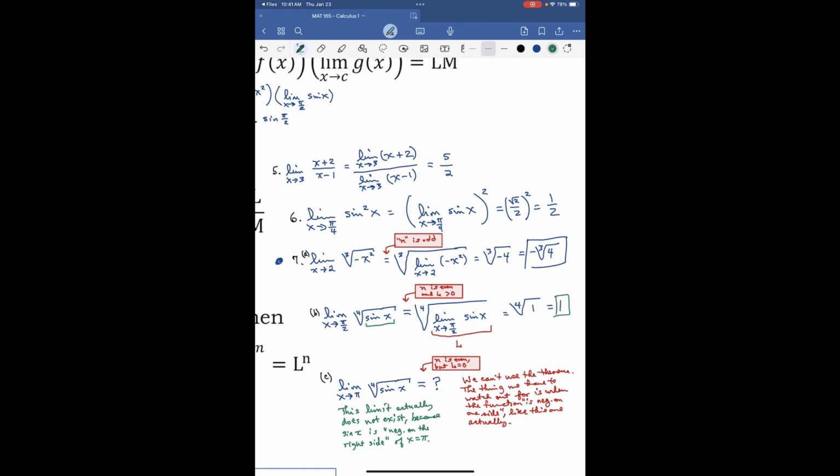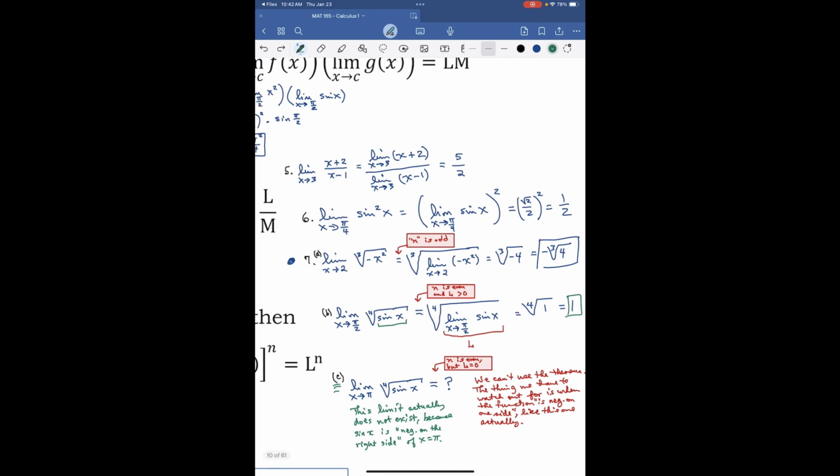And then for part C, we're looking at the limit of the same thing, but now as x approaches pi instead of pi over 2. Well, now the sine of pi is 0. So that's a situation where L is 0, and so that's a case where we cannot use the theorem. And what we have to look out for is, like I said earlier, the situations where we're dealing with the square root of a negative. And that is the problem here. And so this limit does not exist, just to be clear.